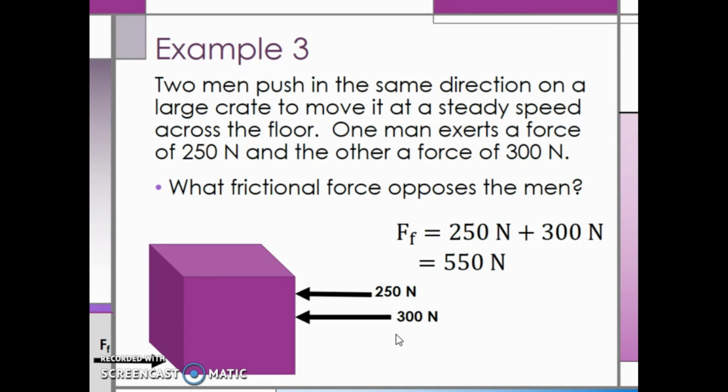Again, since we have steady motion, we are in equilibrium, so the frictional force must be exactly equal to the total force the men are applying. This means that the frictional force that opposes the men is also 550 newtons. This concludes our discussion of net force in one dimension.